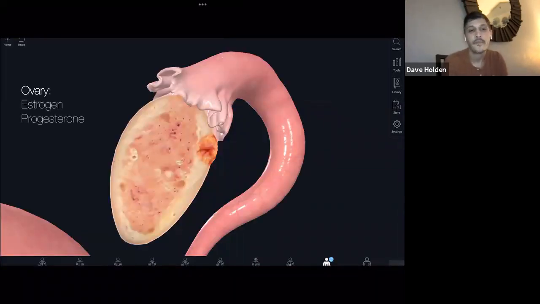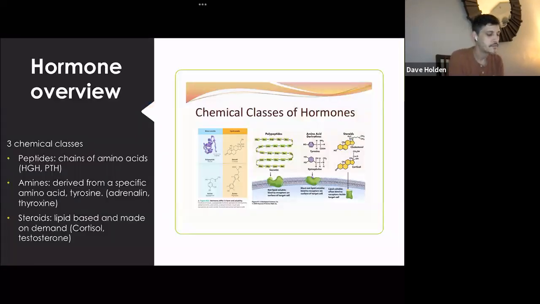Ovaries produce estrogens and progesterone. Not only are they used for the menstrual cycle, but they are also used in creating the feminine body, the cinched in waist, breast development. So what all of these glands have in common is that they are producing hormones.